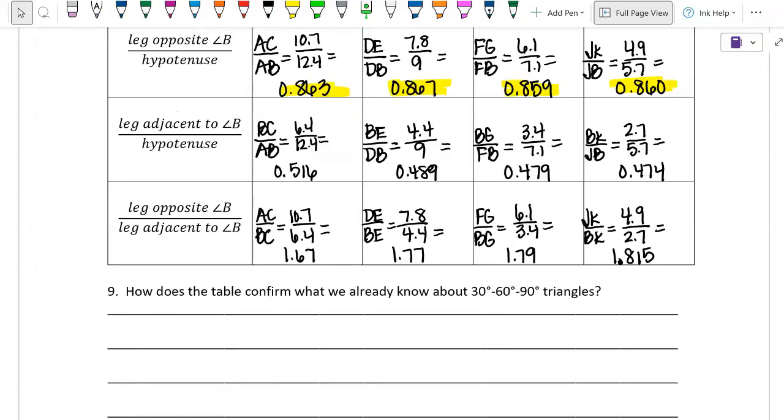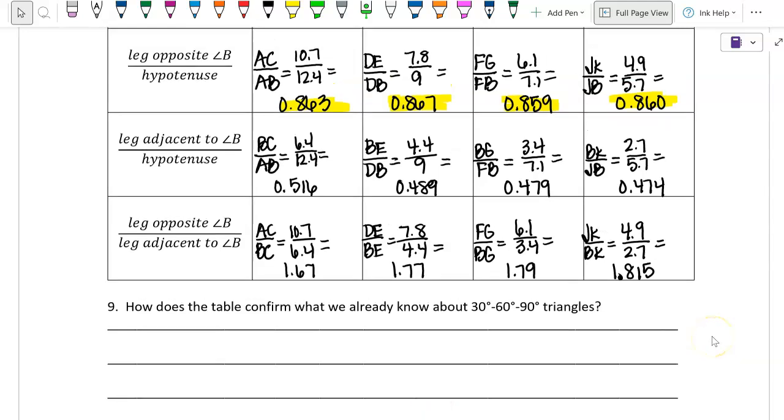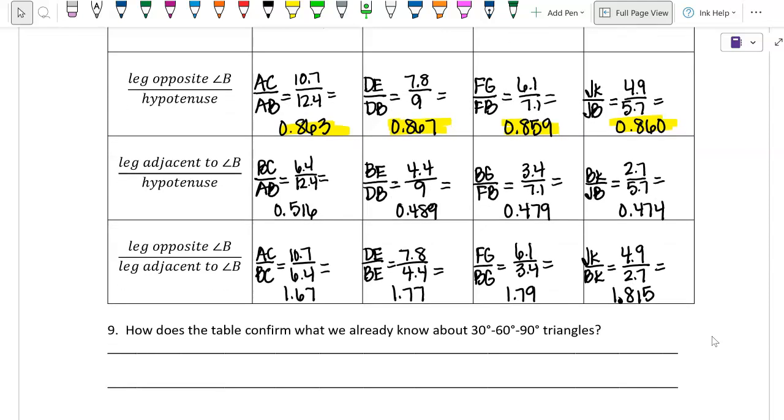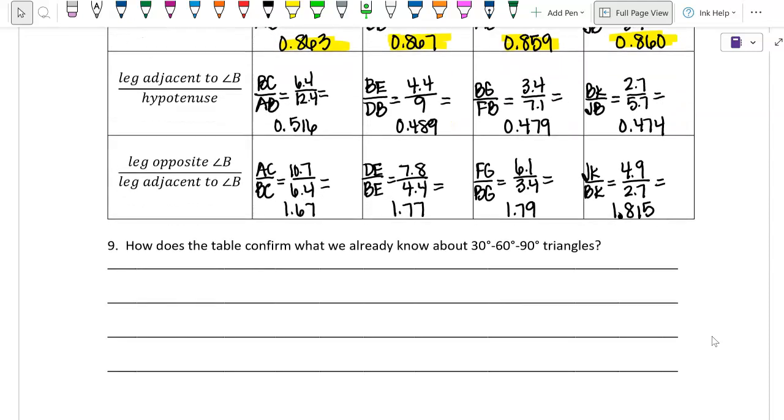All right, so now that we've got all these ratios in for the 4 different triangles we created, now it's asking us, how does this table confirm what we already know about 30, 60, 90 triangles? Well, the 2 things we know about 30, 60, 90 triangles, we know that the hypotenuse is equal to 2 times the shorter leg, and the longer leg equals the shorter leg times radical 3. Those are 2 relationships we already know. So how does this chart confirm that?